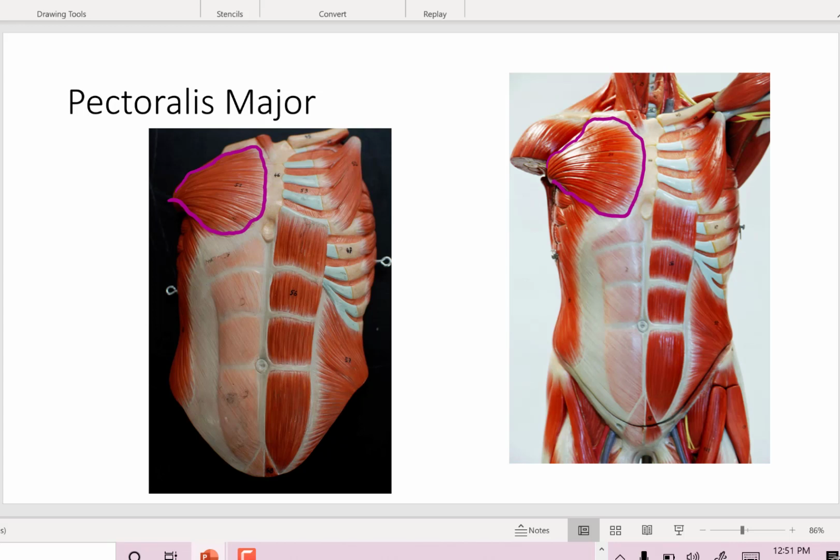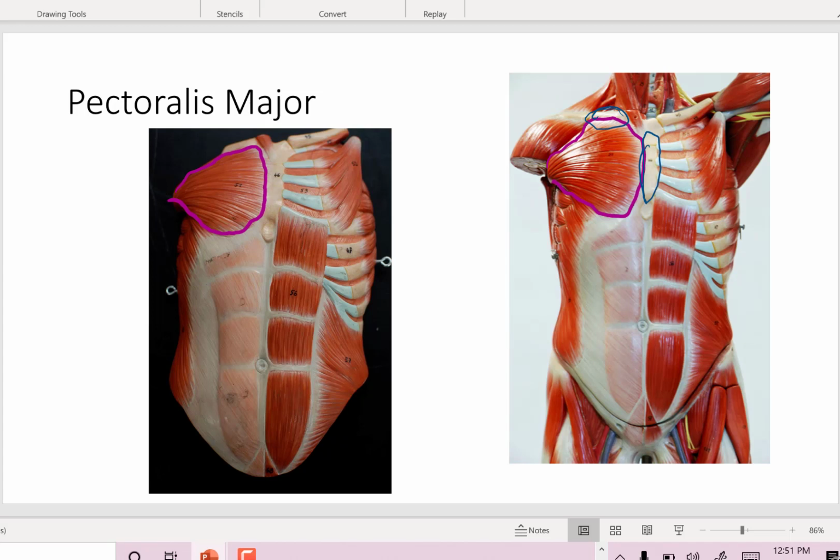The pectoralis major has its origin on the clavicle, sternum, and costal cartilages. So we can definitely see how it is having its origin on the clavicle, circled here in blue, the sternum, circled here in blue, but also the costal cartilages, which would be underneath, deep to the muscle.